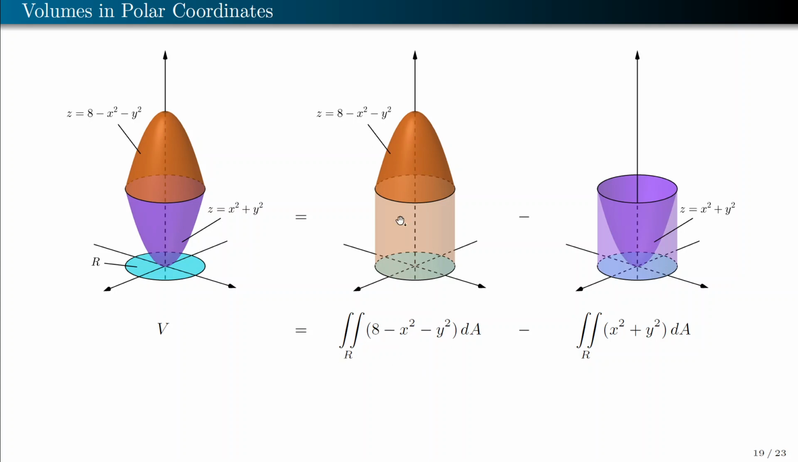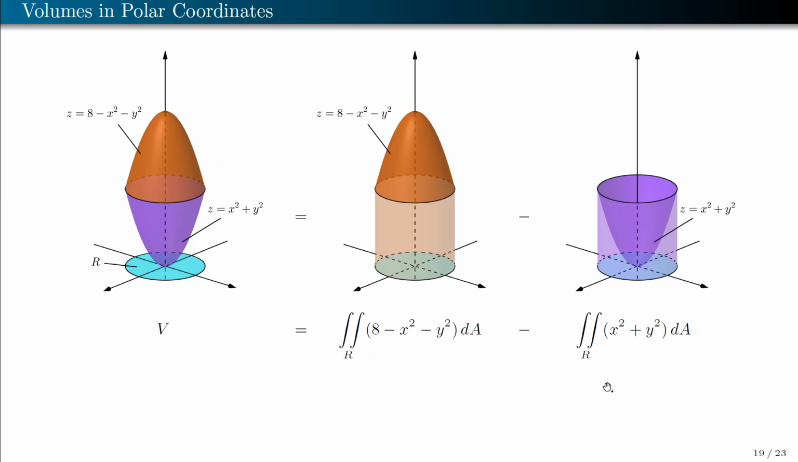So, for example, itong volume na to yung binibigay ng double integral ng 8 minus x squared minus y squared over R. And similarly, ang binibigay ng double integral ng x squared plus y squared over R is this volume. So, isusubtract natin yung dalawang to get the volume of the solid na gusto natin. Ayan, so this is an expression for the volume of the solid that we are finding.